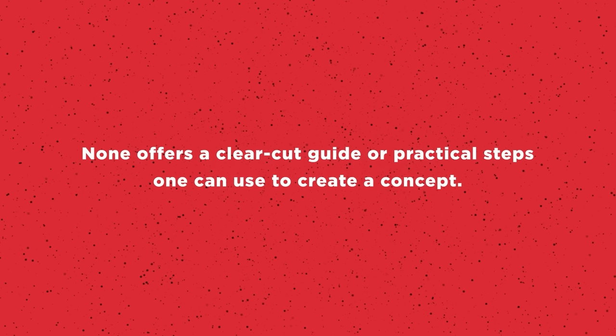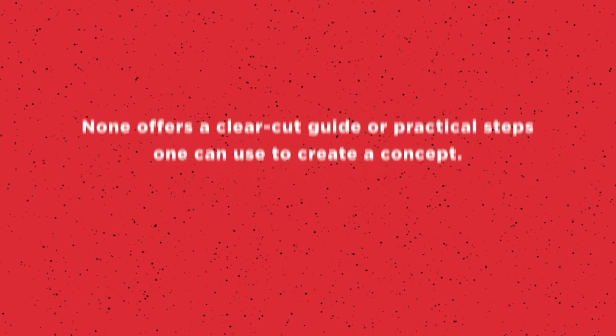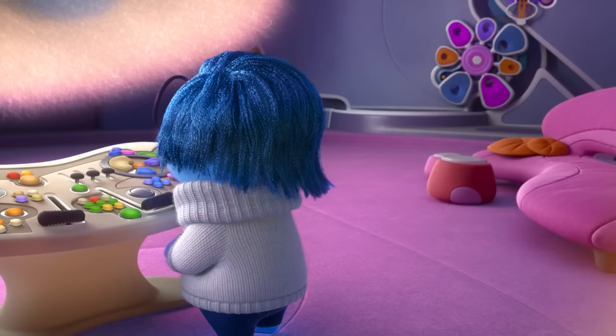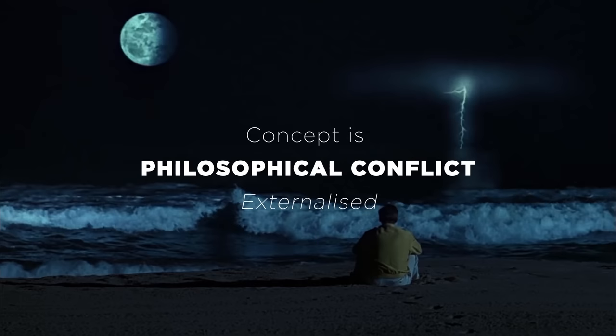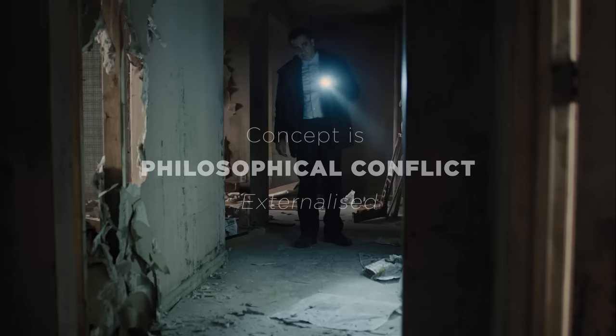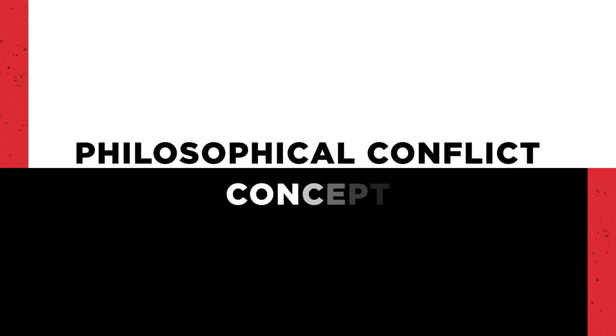So, to understand concept, it is helpful to look at what stories are about. On this channel, we have repeatedly stated that the core of storytelling is the two conflicting philosophical or moral beliefs that the story analyzes. Thus, it only makes sense that a story's concept should be a natural extension of the philosophical conflict. Therefore, concept is philosophical conflict externalized. This is the crux of understanding what a story concept should be.